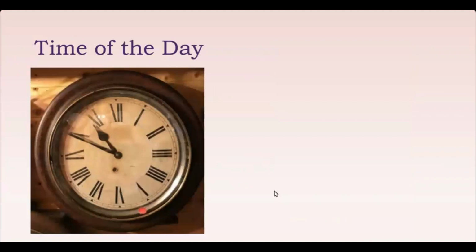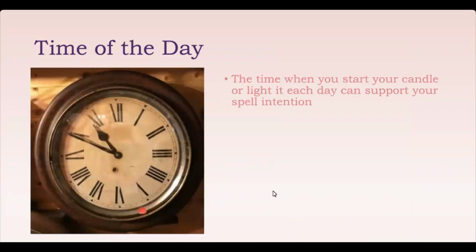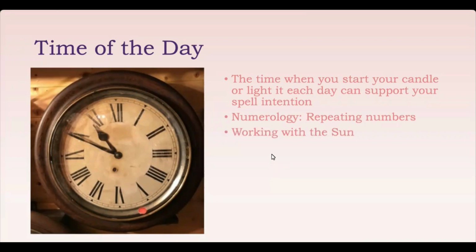The first one we want to look at is time of day. The time when you start your candle or light it on each day can support your spell intention. We'll go back to numerology. You can look at repeating numbers, like if you look at a digital clock and it's 111 or 222 or 333 and so on. We can use those numbers up until 555. Then we can use 606, 707, 808, and use those repeating numbers to bring that energy to our spell work.